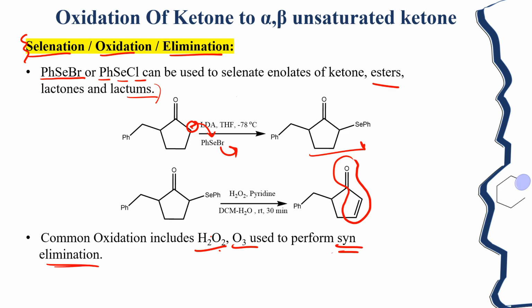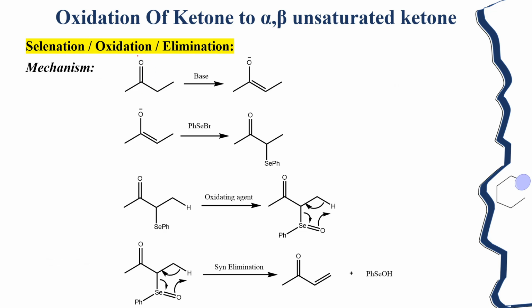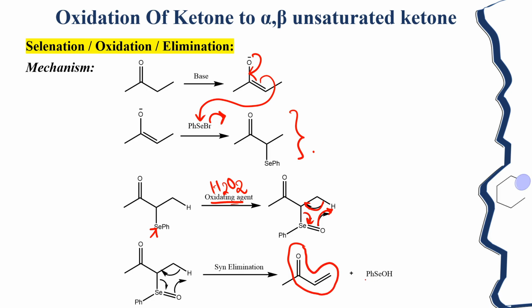Now let us see the mechanistic pathway. Initially, as I already discussed, it will form the enolate, then this enolate comes back and attacks here, and bromine goes out to give our selenated compound. Now in the presence of an oxidizing agent, for example H2O2, this will oxidize the selenium center to form this type of product, which now undergoes the syn elimination pathway to form the corresponding alpha beta unsaturated carbonyl compound, and the byproduct is PhSeOH.